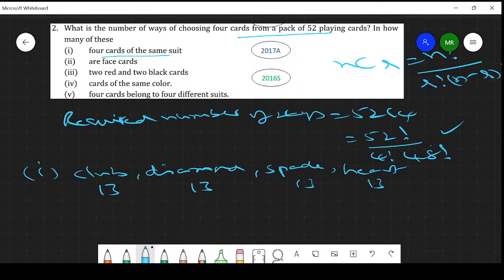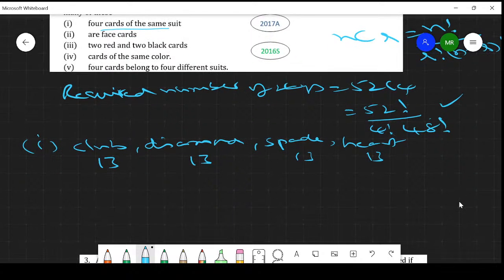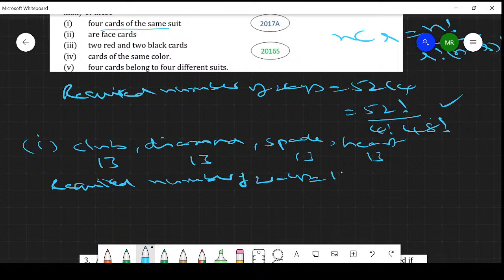They are asking 4 cards of the same suit. Then the required number of ways I can write. In this case, the required number of ways is equal to 13C4 I can write now. 13C4 because same suit, right? 13C4 plus 13C4. Don't add multiplication.